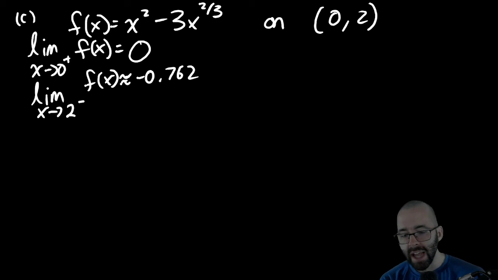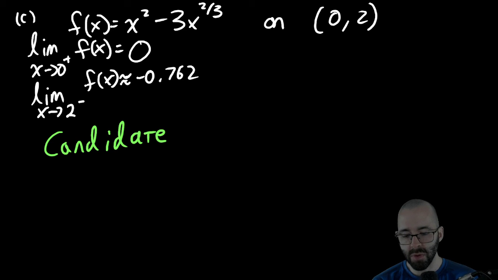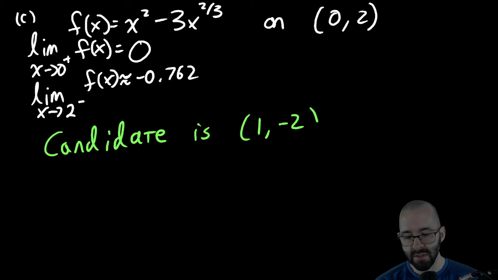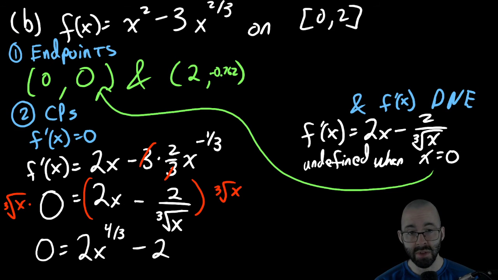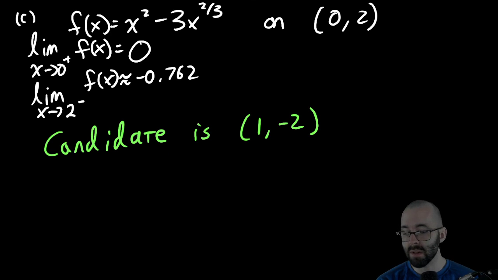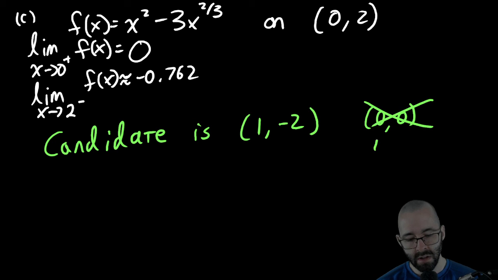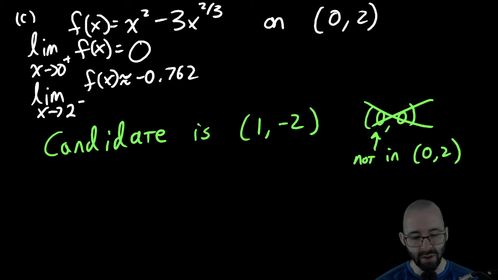And then our only actual candidate is that critical point, which is the same critical point as before, which was (1, -2). We also had a critical point at (0, 0), but (0, 0) is not in our interval here. Right, (0, 0) is not in our interval, so that critical point doesn't get included.